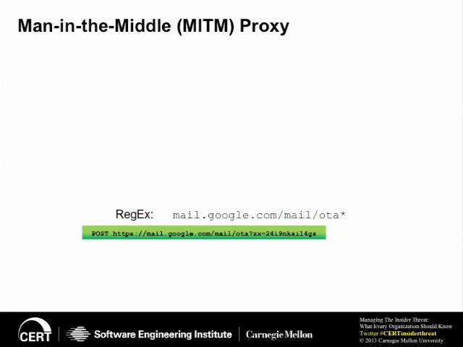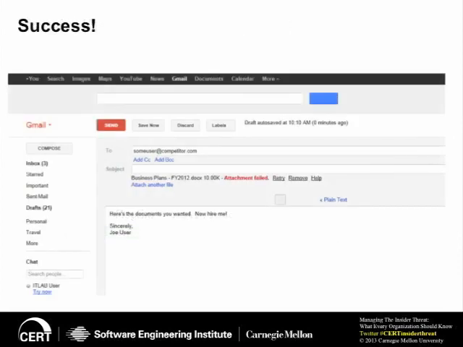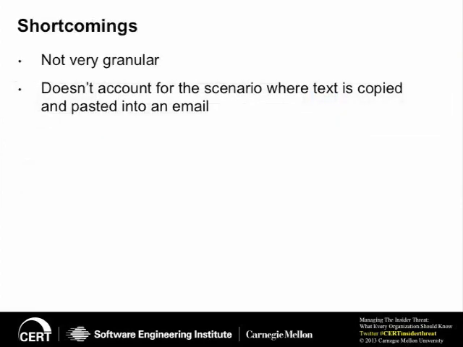So we can create a rule, or a regular expression (regex), to block this on the proxy server. We create this rule and put it on the proxy, and attachment failed. Okay, that's great. The only problem with this is there are many different web services, and you have to create that rule for every web service out there, and it's just not really feasible. And it doesn't account for a scenario where a user copies sensitive text and pastes it into Gmail. Well, we'll get to that later, though.